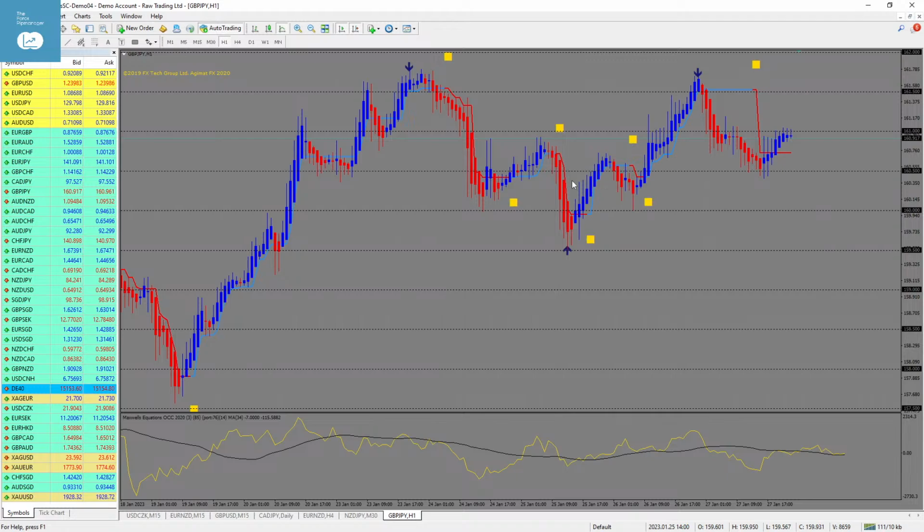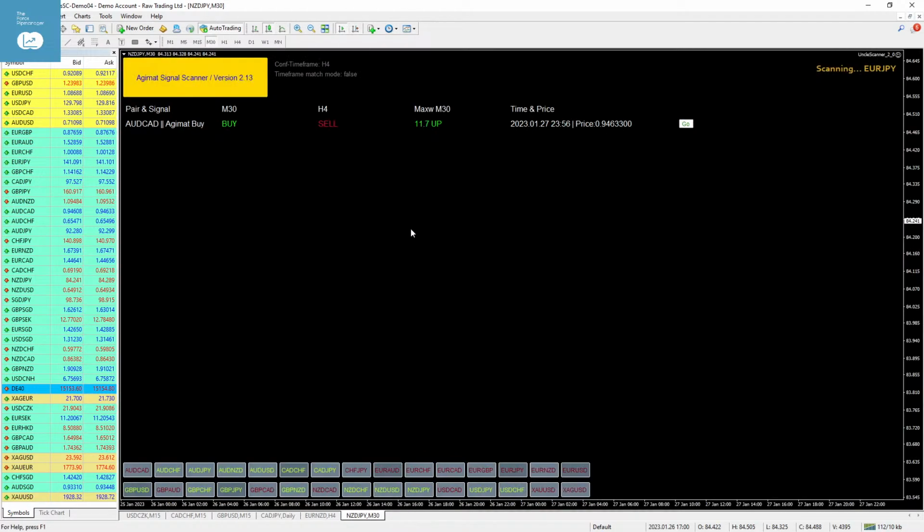Of course, it will give you losers too. We saw only winners so far. It was a very good trading week for the Agimat system. Of course, you will see some losers too, but you see a lot of winners. And with the Agimat signal scanner, you got all the signals. You don't have to check the pairs and the signals.